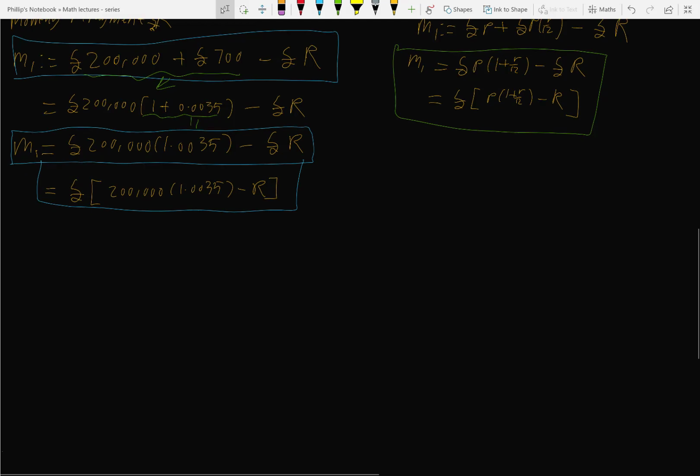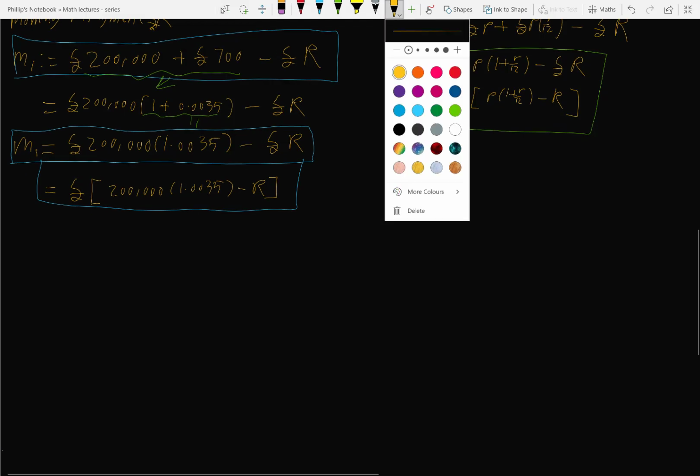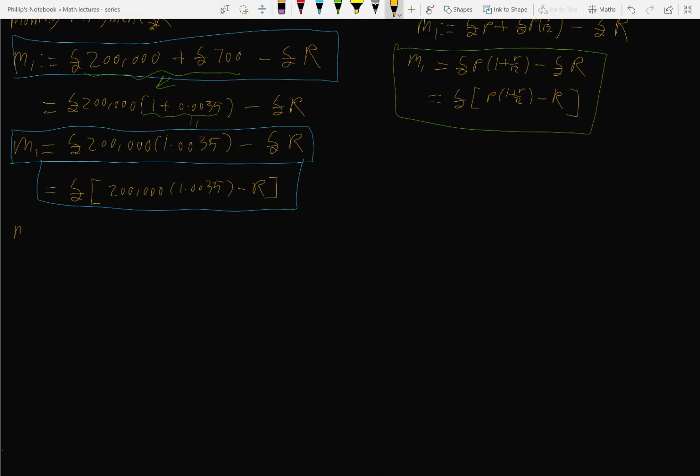Okay, what do we owe after 2 months? So let's look at the example case again first. For M2, what we're going to do is take what we owe from the last month. So what do we owe at the moment? Well, we owe £200,000 times by 1.0035 minus R. That's what we owe at the moment.